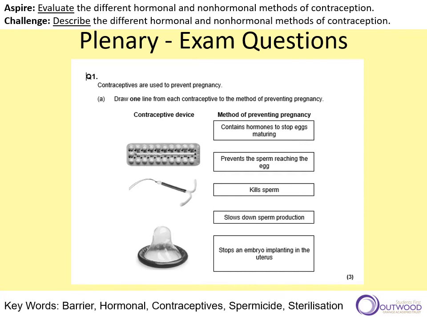So contains hormones to stop eggs maturing, prevents the sperm reaching the egg, kills the sperm, slows down sperm production, or stops an embryo implanting in the uterus. Okay, so from our notes, we should be able to answer those 3. Now, what you obviously can't do is draw lines to it, you'll just have to write them down, but you've just got over a minute.